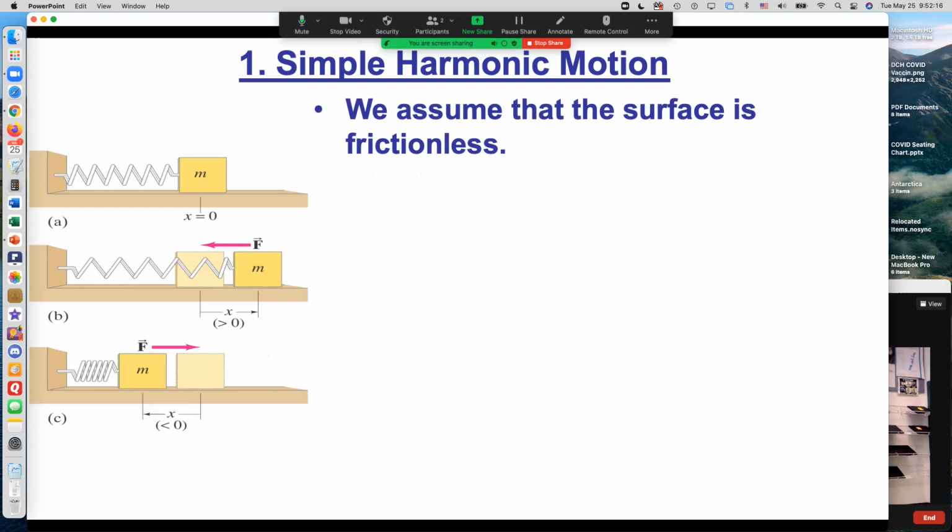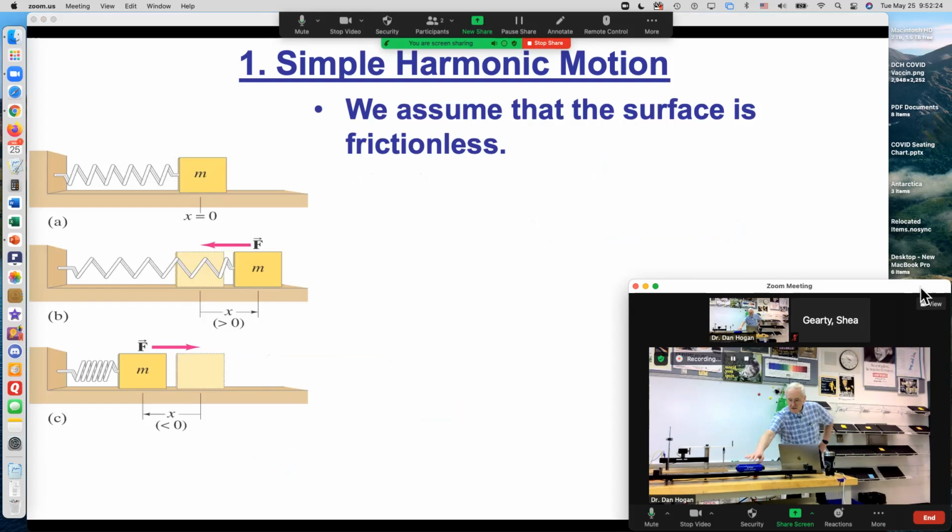So we assume that this surface is frictionless. Our model here on the bench is not frictionless, so it eventually stops, right? And where it stops, this position we designate as the origin or equilibrium point, the place where it would stop.